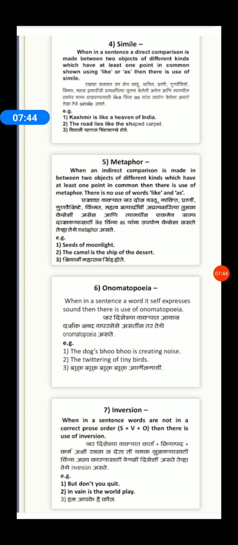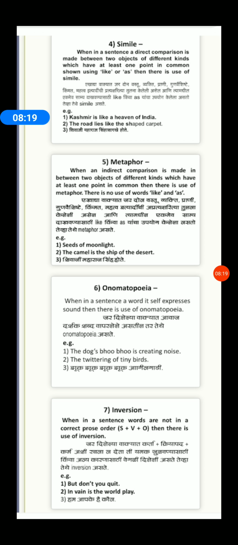Seventh figure of speech, inversion. When in a sentence words are not in the correct prose order, subject plus verb plus object, then there is use of inversion. If in the sentence there is not the structure subject verb object, then there is the inversion figure of speech. जर दिलेल्या वाक्यात कर्ता क्रियापद कर्म अशी रचना न देता ती यमक जुळवण्यासाठी किंवा अन्य कारणासाठी वेगळी दिलेली असते तेव्हा तेथे इन्व्हर्जन फिगर ऑफ स्पीच असते.